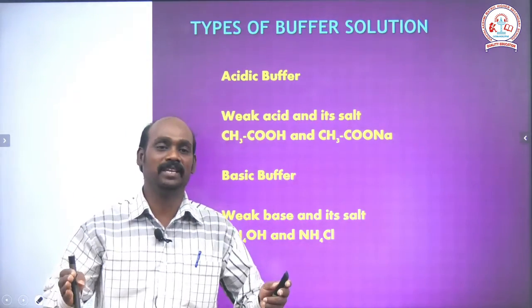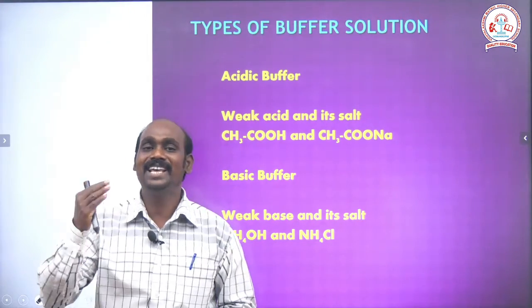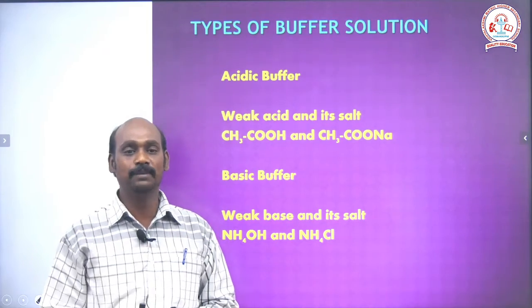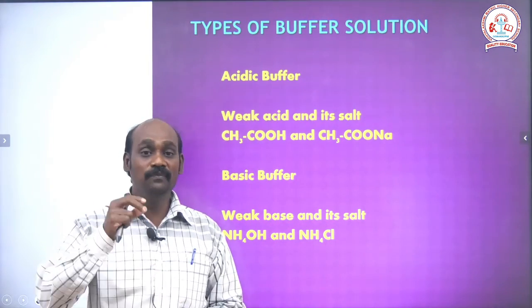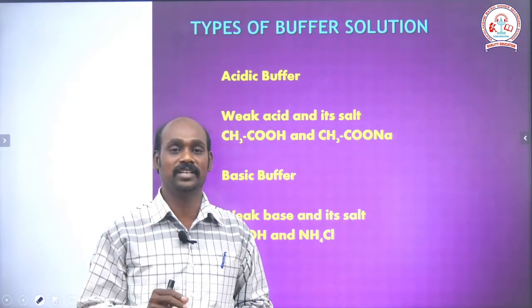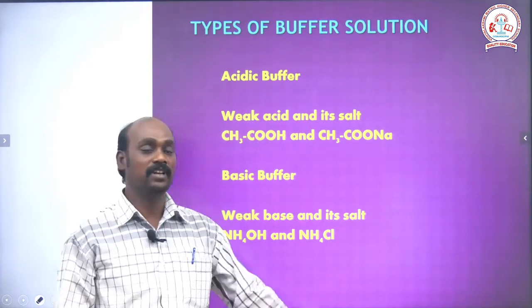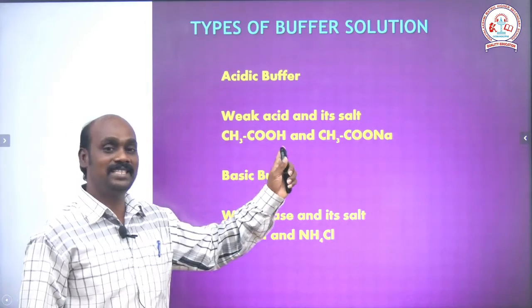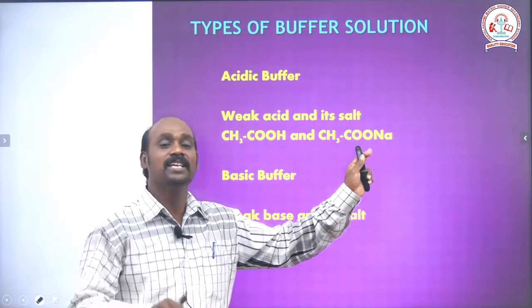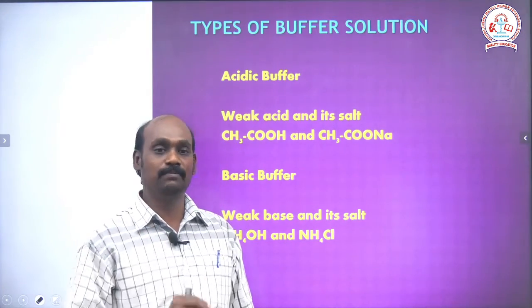Next one is types of buffer solution. Buffer solutions may be classified into two types: one is acidic buffer, another one is basic buffer. So, what is an acidic buffer? A weak acid and its salt is called an acidic buffer. For example, acetic acid is a weak acid and its salt is sodium acetate. This mixture is called an acidic buffer.